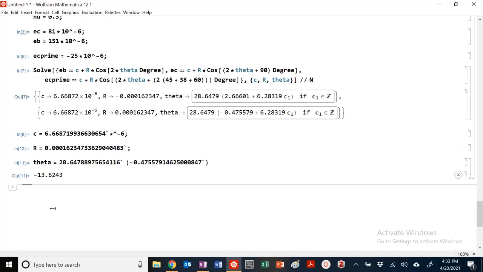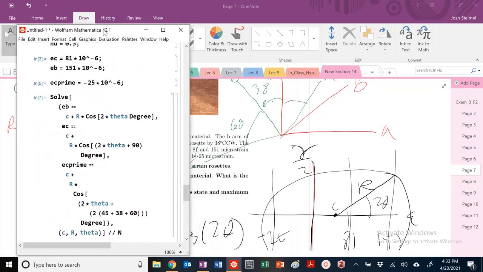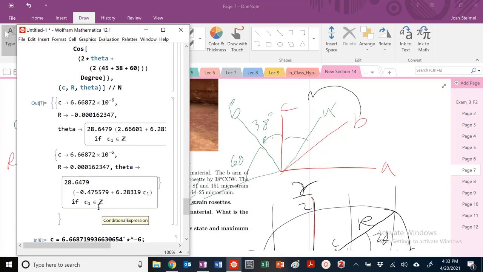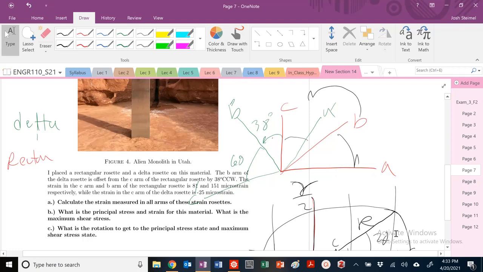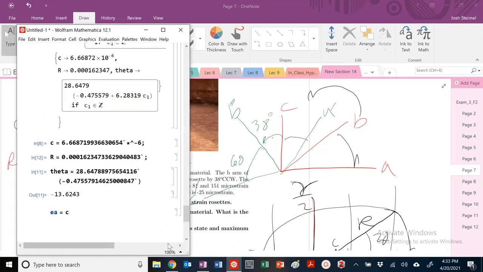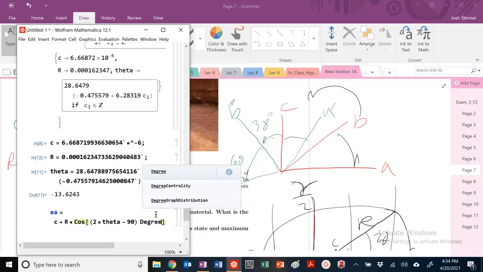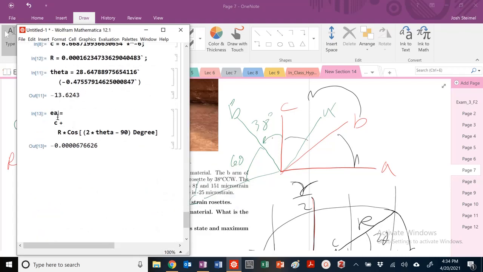So now I can write the rest of these values. So let's go ahead and knock out the rest of these. Again, we chose B as our starting point, so we don't know what EA is. But my EA is just going to be simply, if I want to rotate from B to A, that's going to be a clockwise rotation. So that's going to be C plus R times cosine of 2 times theta minus 90, because again, we're going clockwise. And let's put that all in degrees, and voila. So that's my EA.